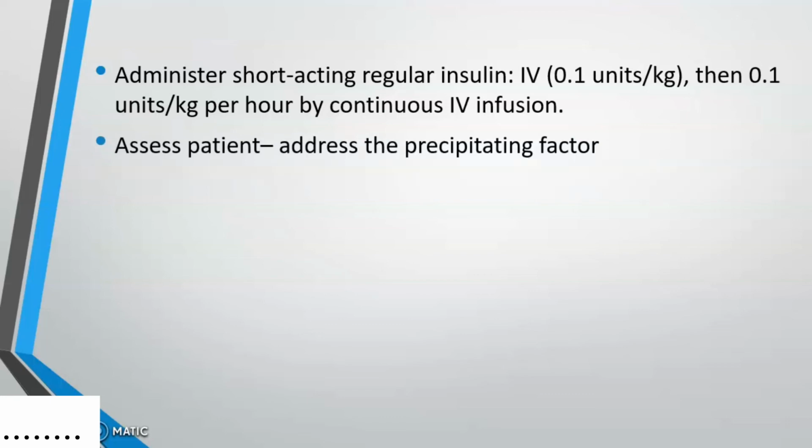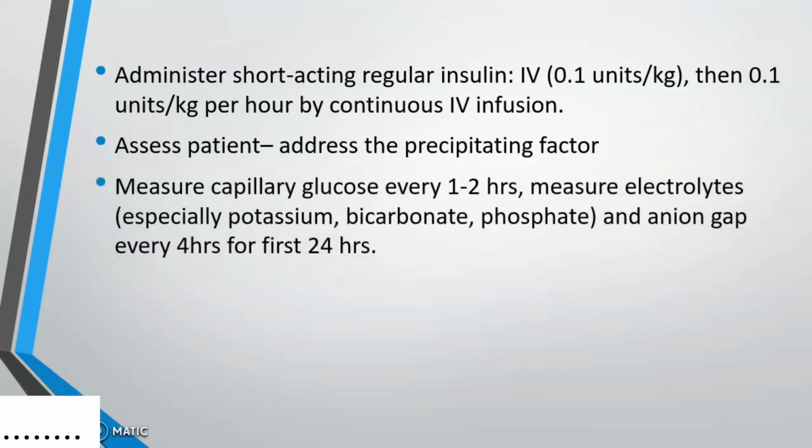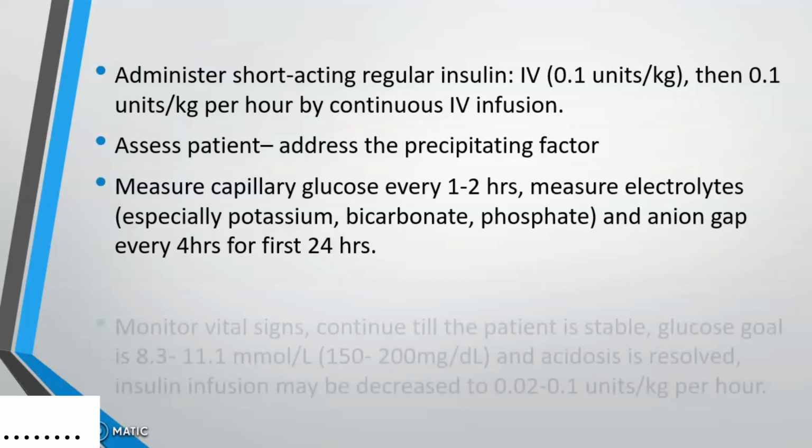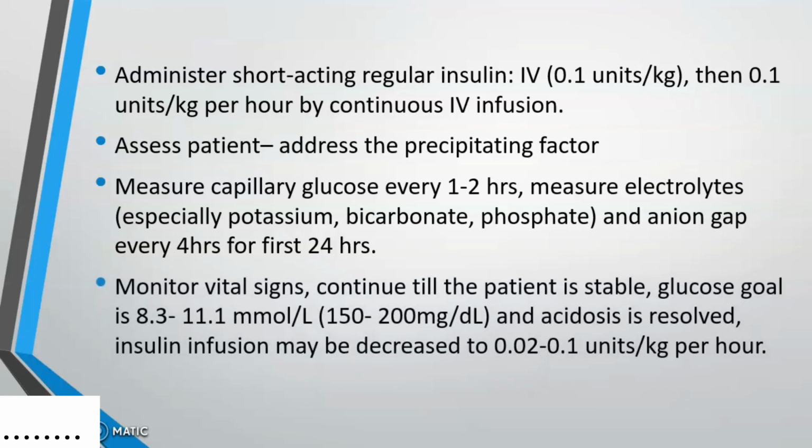Assess the patient and address the predisposing factors. What tilted this patient to DKA? Is it an infection? Is it an infarction? Whatsoever it is must be addressed. Measure capillary glucose every 1 to 2 hours. Measure electrolytes, especially potassium, bicarbonate, the phosphate, and your anion gap every 4 hours for the first 24 hours. Vital signs also should be monitored alongside, and continue this until the patient is stable.